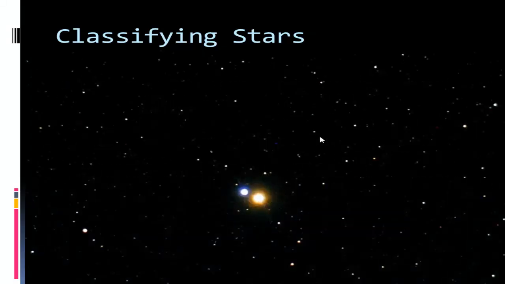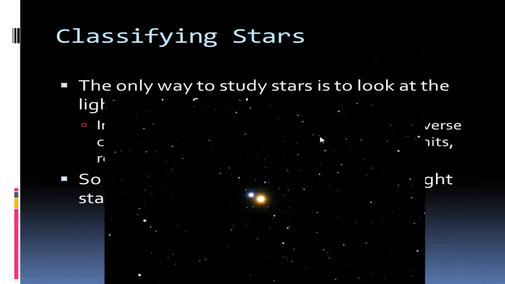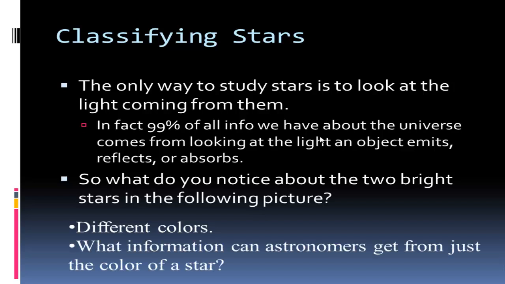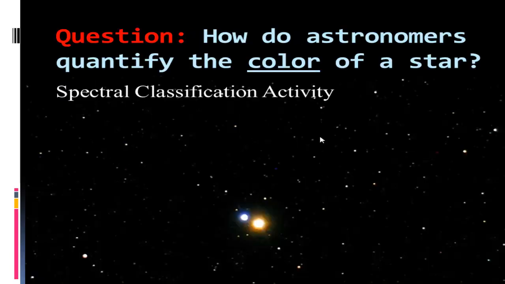Obviously, the difference here is that one's blue, one's yellow. Different colors. So what does that tell an astronomer? That's what you should have started to look at in the spectral classification activity. If you have not done this yet, you should do this first. So there'll be a hot link. Click here, go do it, then come back and finish this podcast. If you've already done it, let's move on.